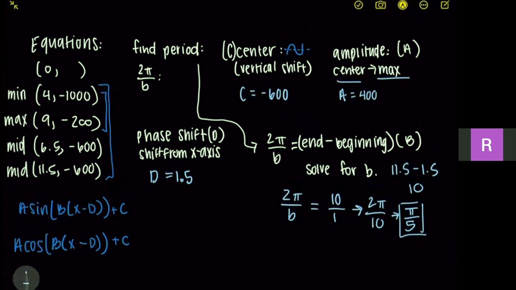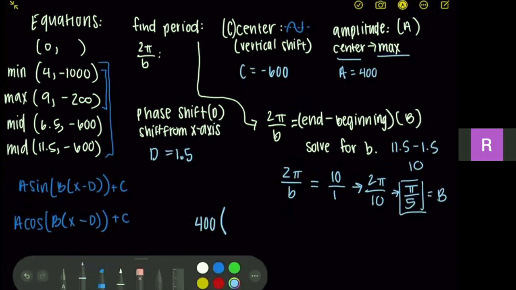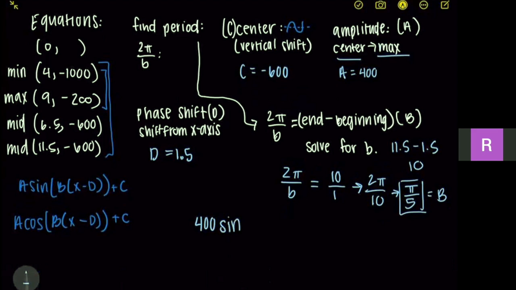So now we have these values and we can plug them in to our sine function. We're going to have A, which is 400, times sine of B, which we found to be pi over 5, times x minus D, which is going to be 1.5. And then we're going to have plus C, which is a vertical shift. So we have -600 for that. So this can be one of our sine functions for it.